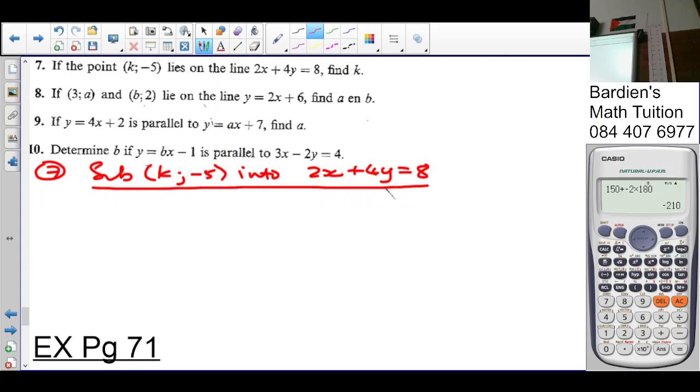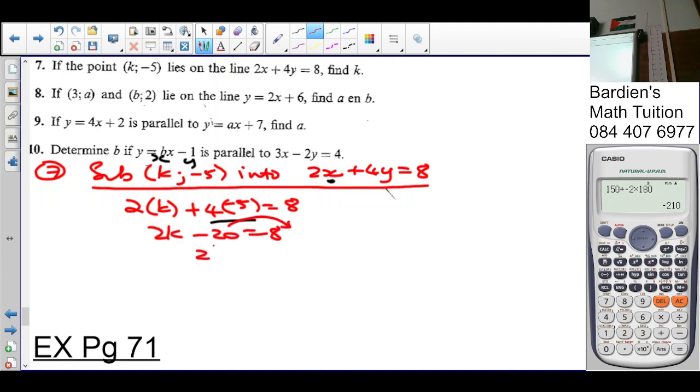So what we do is we say this is an x and a y. So here x gets a k. So it's 2 times k plus 4 times negative 5 is equal to 8. 4 times negative 5? Negative 20. Take the 20 over, so 2k is equal to 8 plus 20. 8 plus 20? 28. Divide by 2. So your k value is 14. Does it make sense, people? Yes. Easy, no?